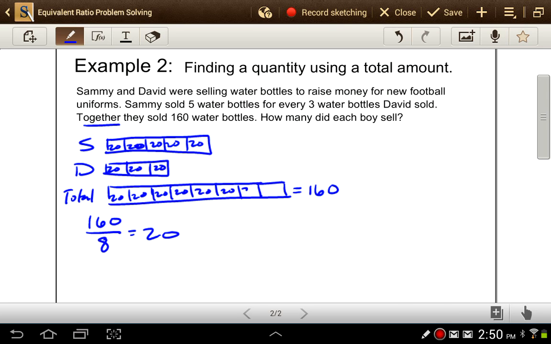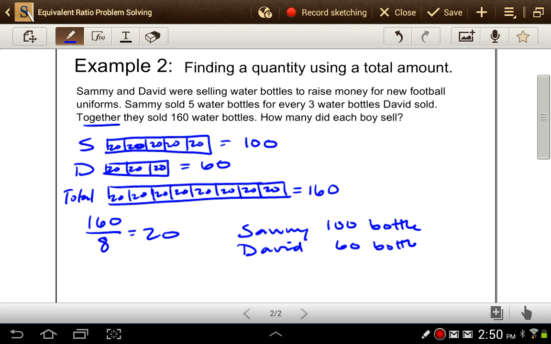Now when I do my math, I have 5 sections here. 5 times 20 is 100. In this section, I have 3. 3 times 20 is 60. So Sammy sold 100 bottles, and David sold 60 bottles.